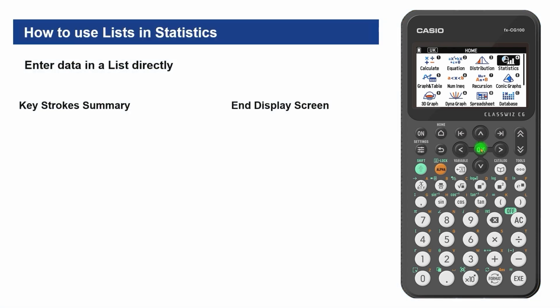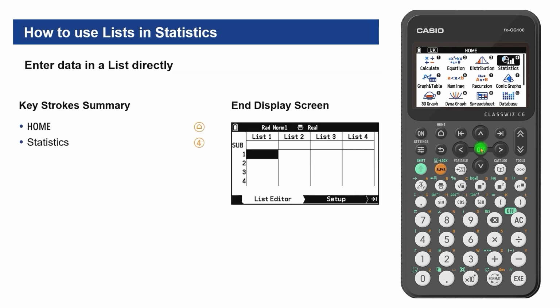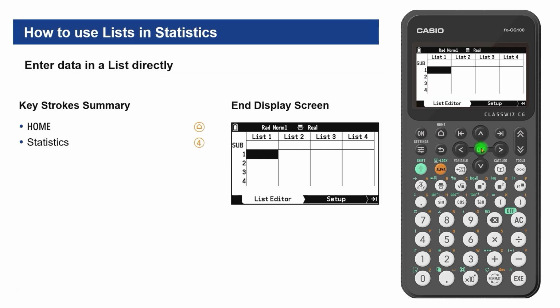To start, we shall directly enter some data in a list. Press Home and select Statistics by scrolling or using the shortcut. The screen displays 4 lists, but there are 26 available by scrolling, and each list can have up to 999 data items. For convenience, we will enter our data in list 1, or scroll to store in a different list.